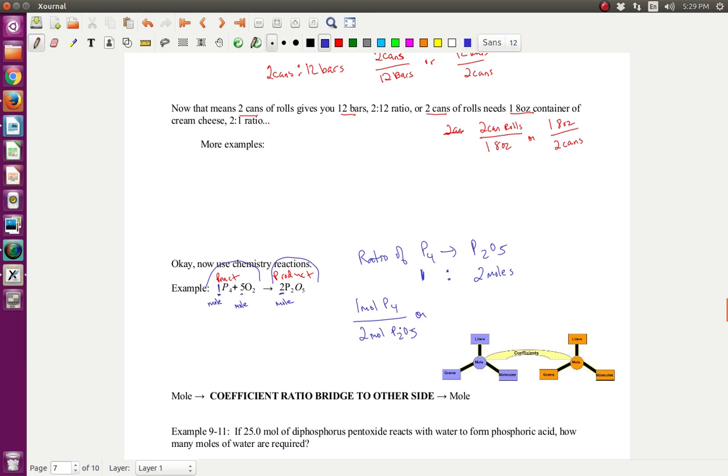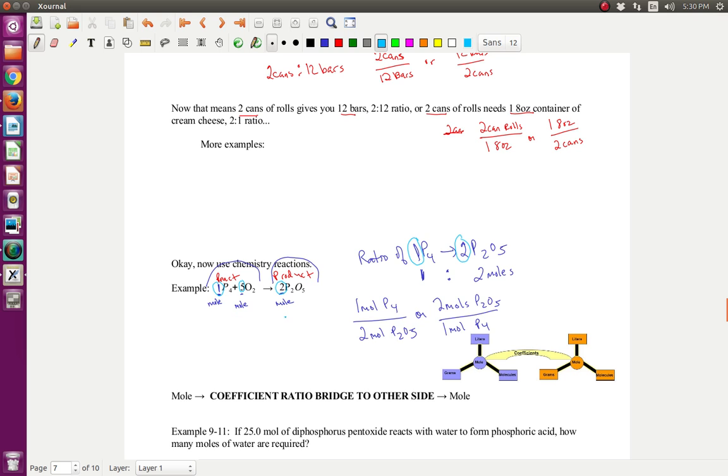Or, because ratios can be used in either direction depending on which one needs to be on top, which one needs to cancel, I could also say I get 2 moles of diphosphorus pentoxide when I use up 1 mole of phosphorus. So this is a 1 to 2 ratio. These coefficients in front, right here, they all represent the number of moles that you're using in your equation. So that's one more.